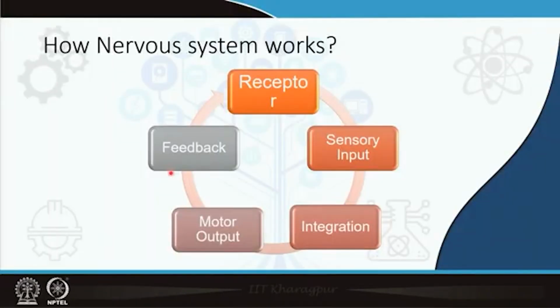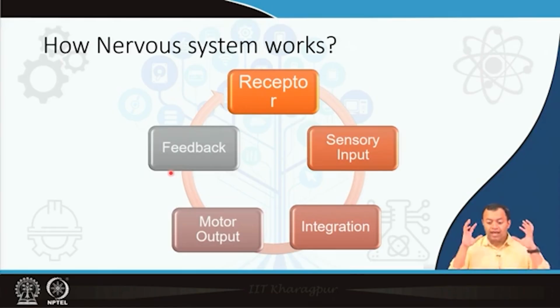So, how does the nervous system work? It is basically a loop. There is a receptor that contains information from various inputs, sensory input, motor input, etc. They integrate, there is a feedback system, and based on that some sort of movement happens. Understand this.